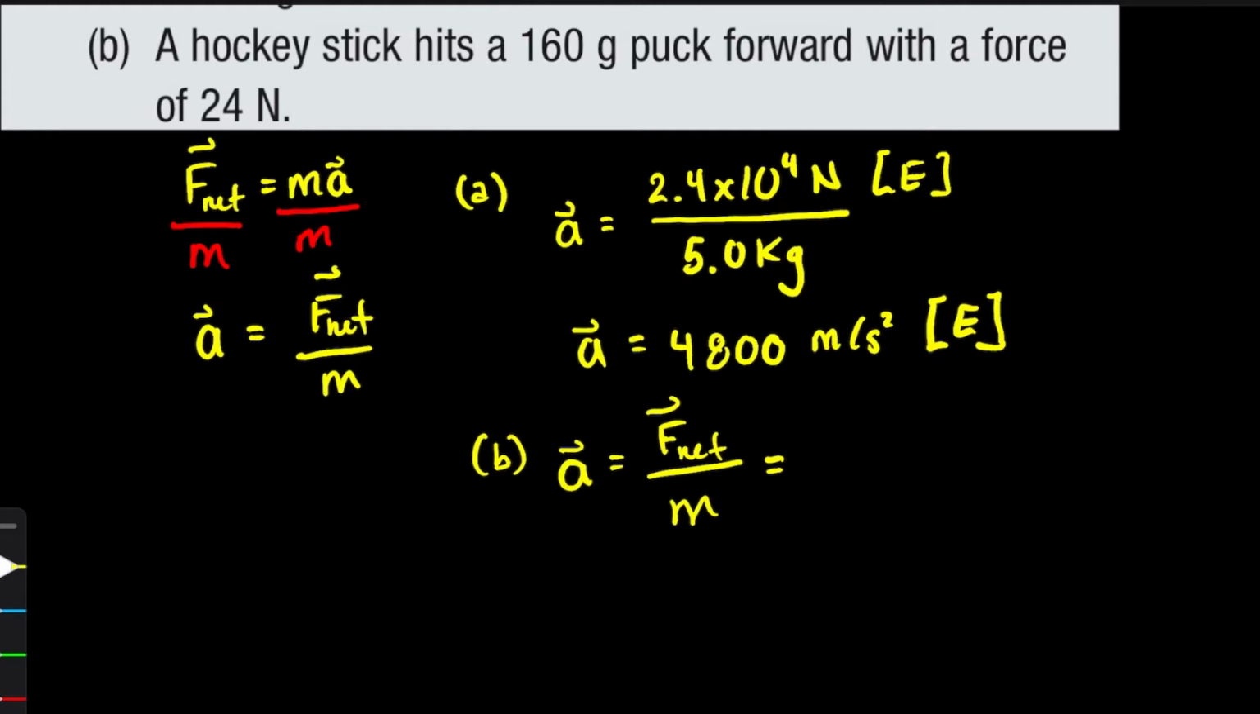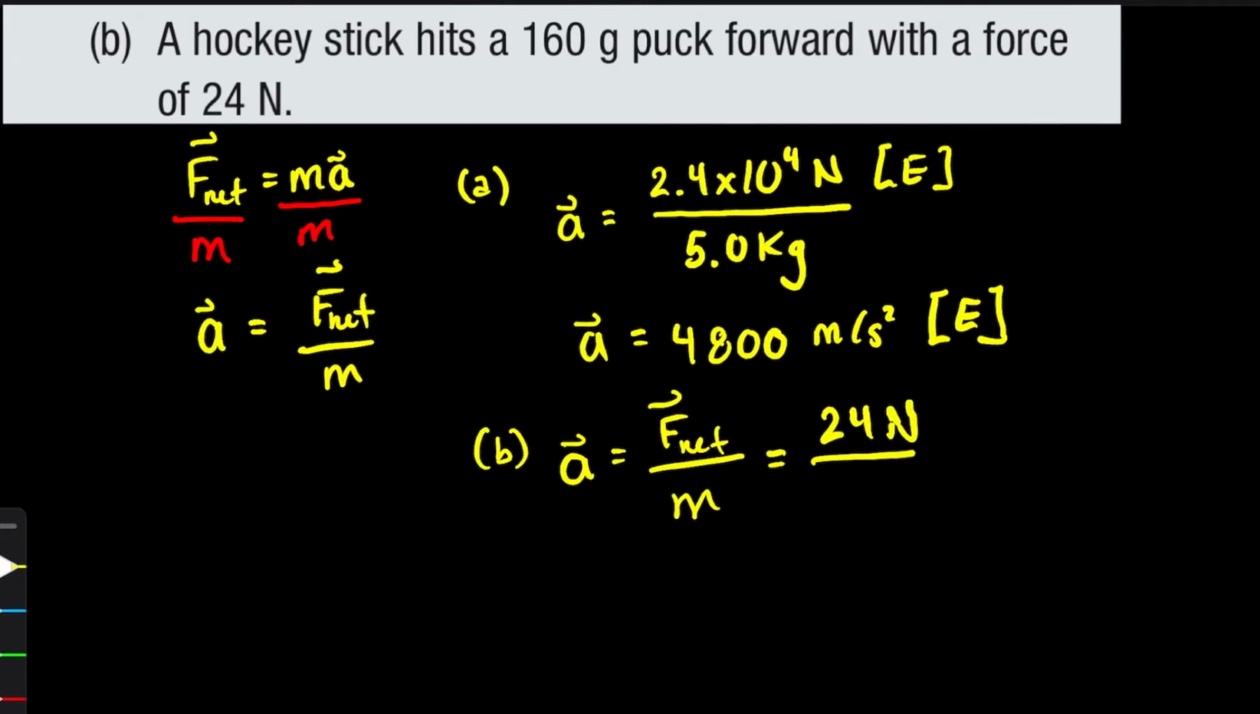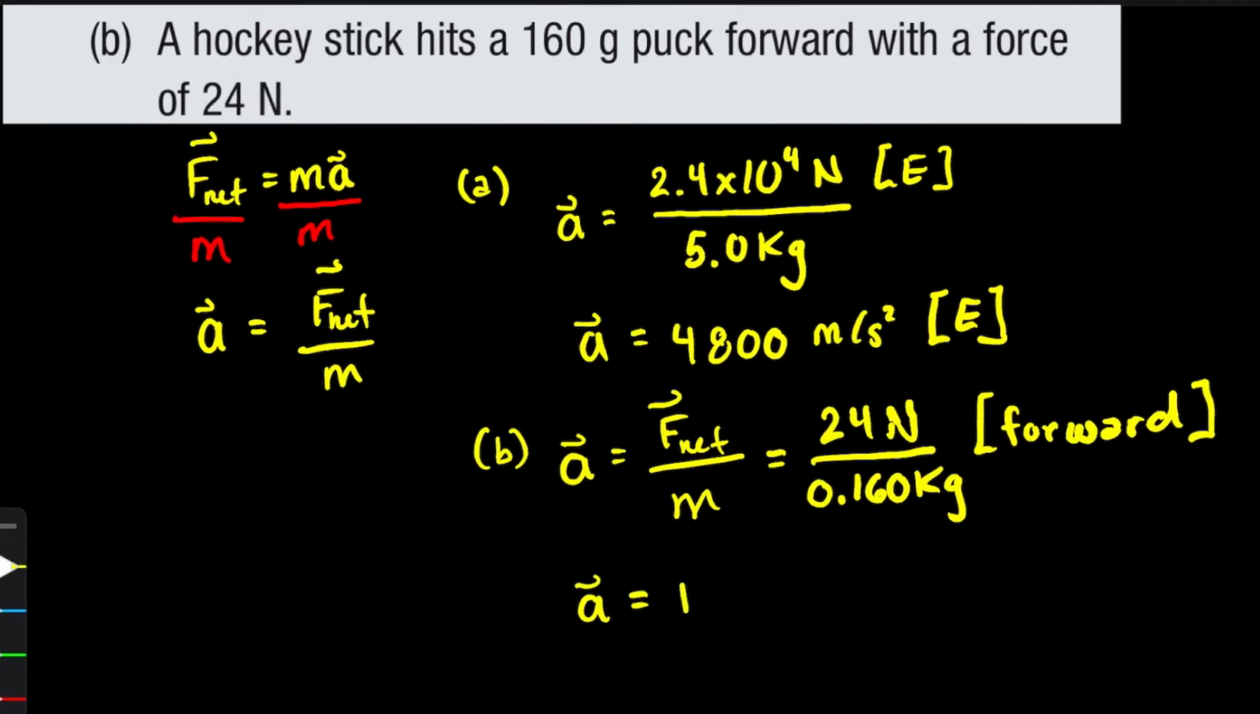In this case, the SI unit for mass is going to be kilograms. So the net force is 24 newtons divided by, to go from grams to kilograms, divide by 1,000, so 0.160 kilograms. And they don't give you the direction, so you can assume that it's moving in whatever forward direction we take it. So we can put the direction for acceleration as forward. Plugging this into our calculator, we get 150 meters per second squared in the forward direction.